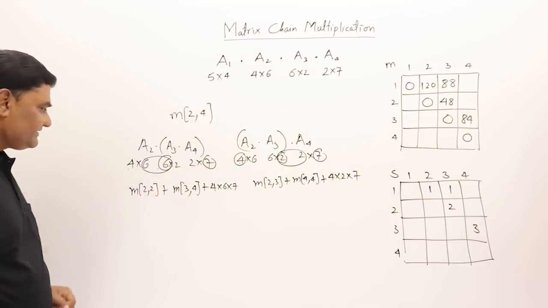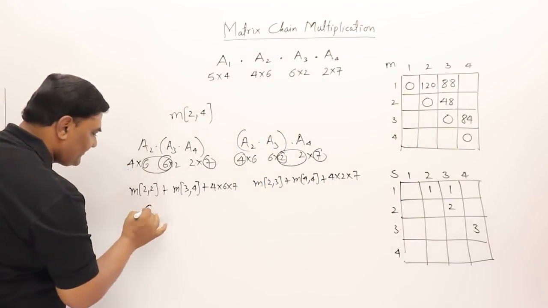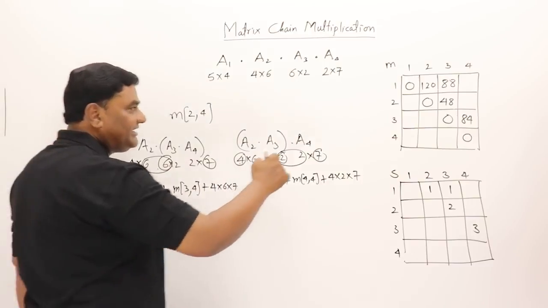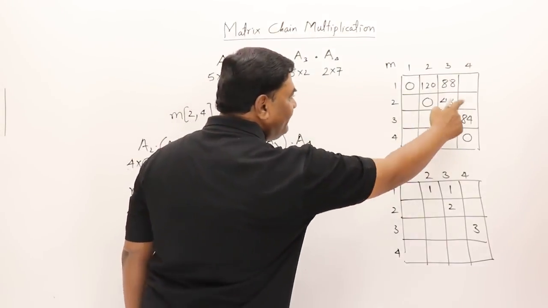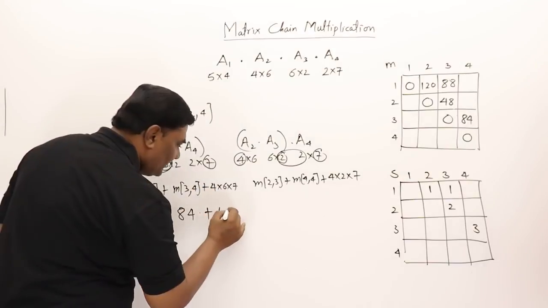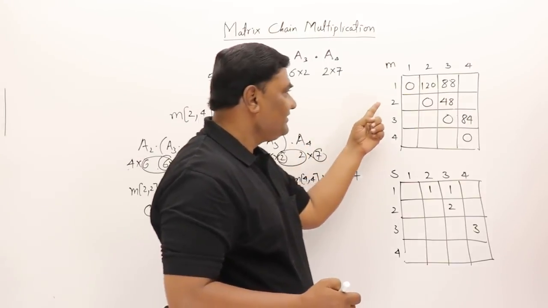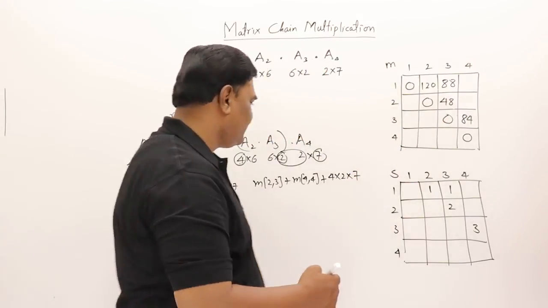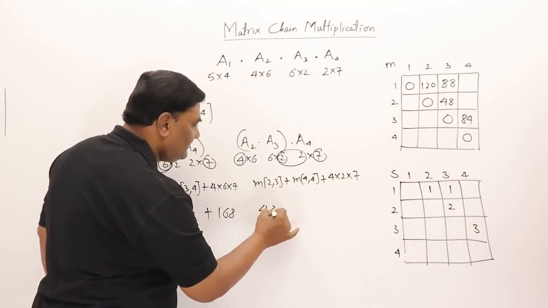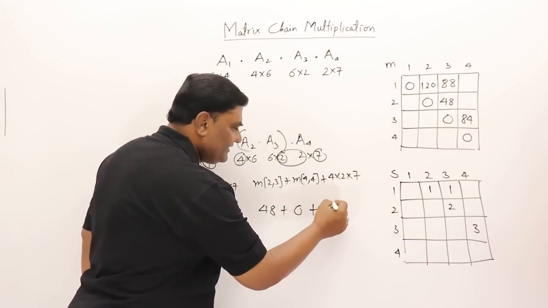Let us see how much this is. M of 2 comma 2 is 0 plus m of 3, 4. M of 3 comma 4 is 84. Then this is 168. Then m of 2, 3 is how much? 48. 48 plus m of 4, 4 is 0 plus 56.